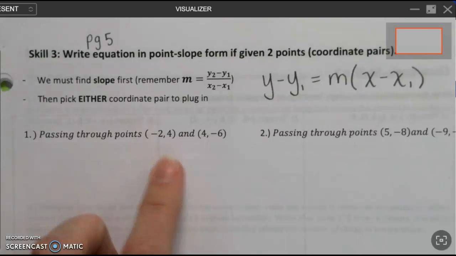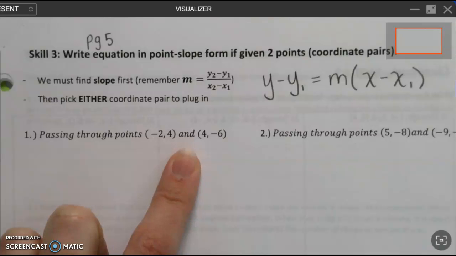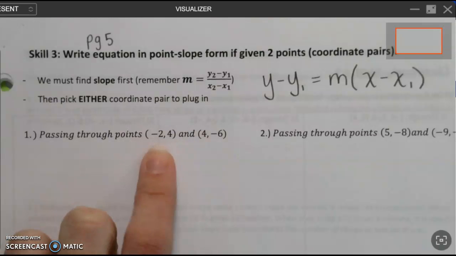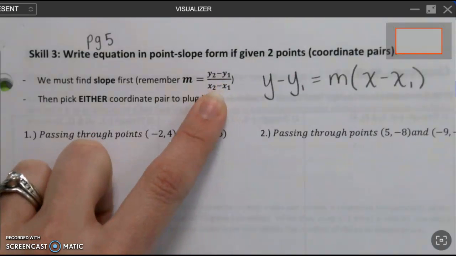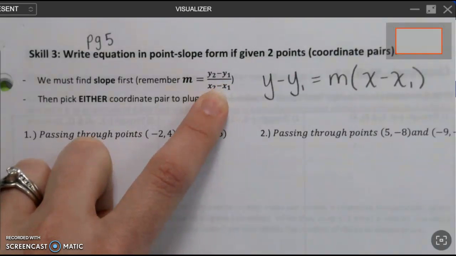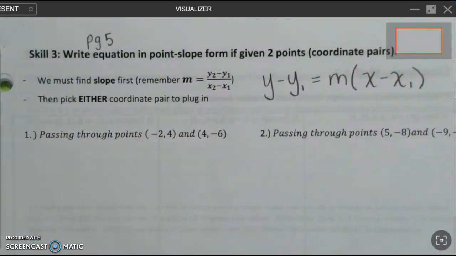But in the first question, what it doesn't give you is the slope. It gives you 2 points, and so it doesn't give you the slope. So I put that slope formula up here at the top. That's what we have to do first. Okay, so slope formula first.